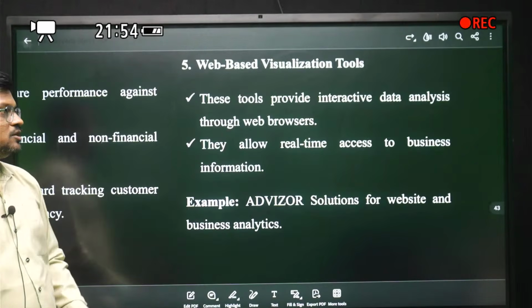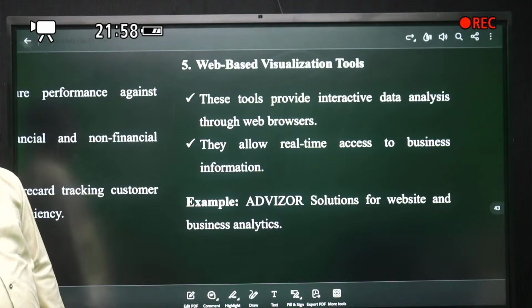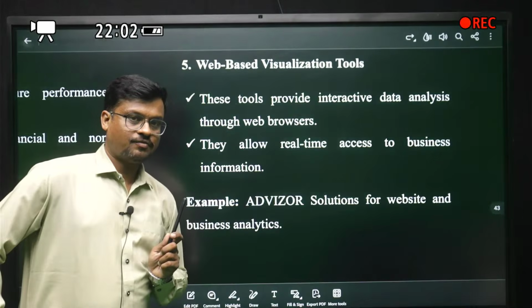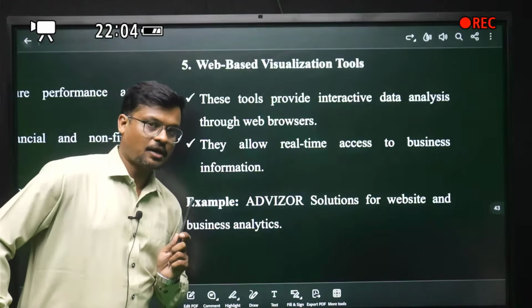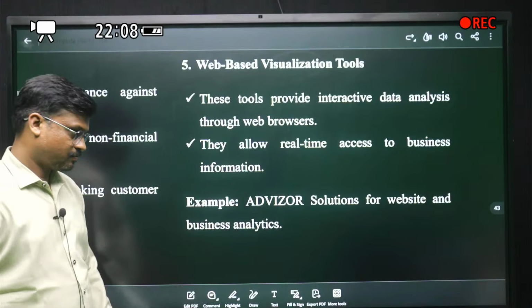Web-based visualization tools. These provide interactive data analysis through web pages. They provide real-time accessible business information. Example is Advisor.